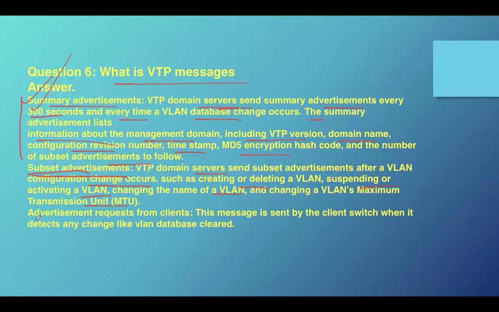Third is advertisement request from client. This is the third VTP message, advertisement request from client. This message is sent only by the client switch when it detects any change, like the VLAN database being cleared. So this is the answer to what are the VTP messages.